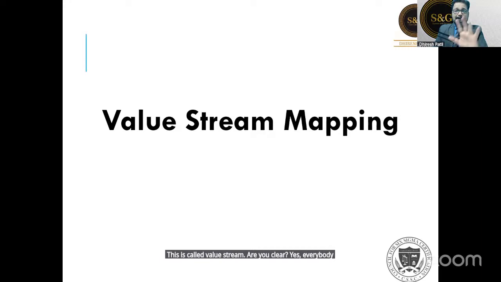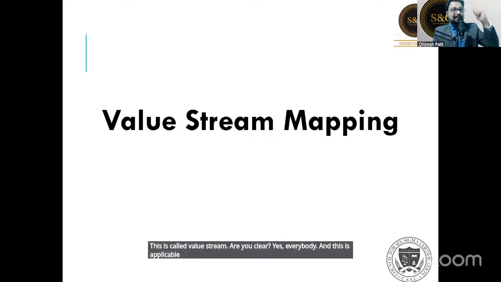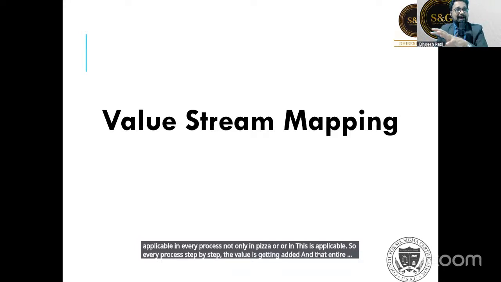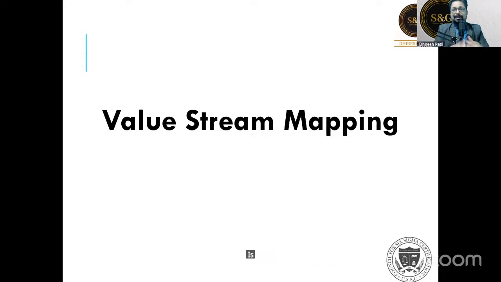And this is applicable in every process, not only in pizza. In every process, step by step, the value is getting added, and that entire stream is called the value stream, and that is being mapped here through the value stream map. And that is what we are going to learn today.